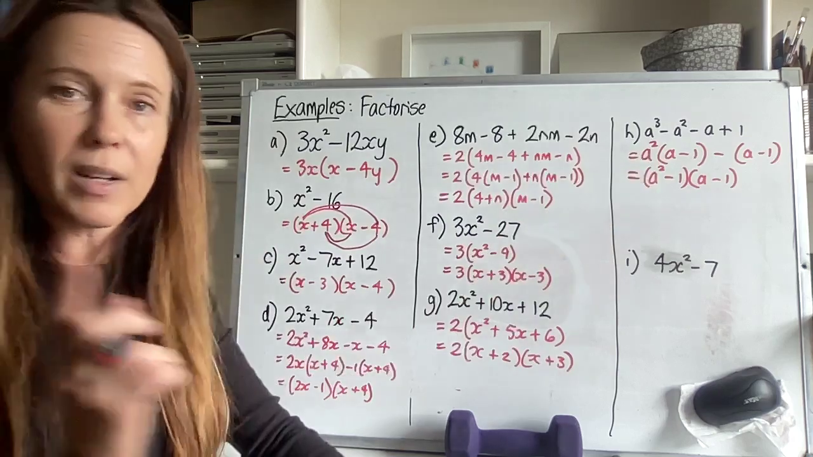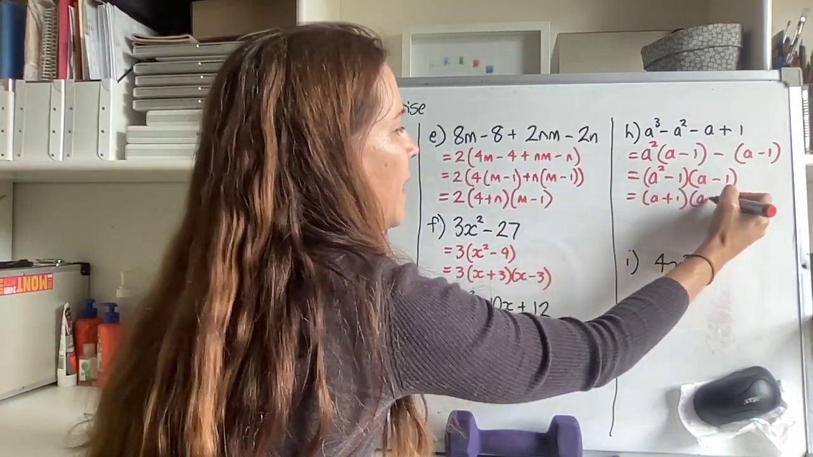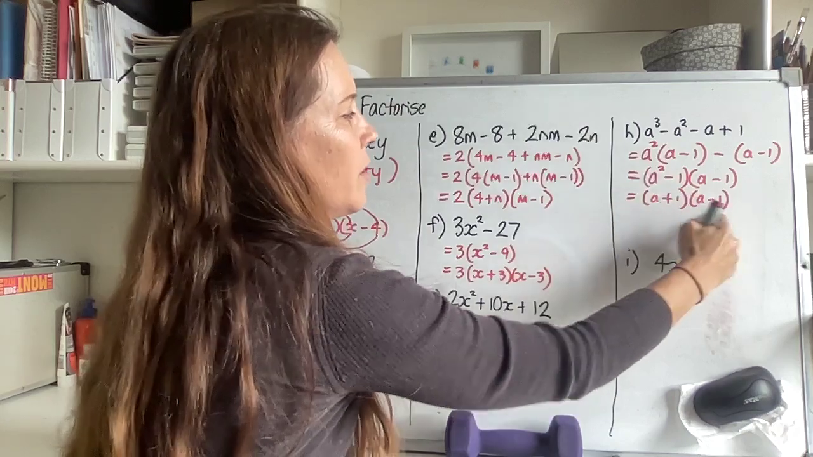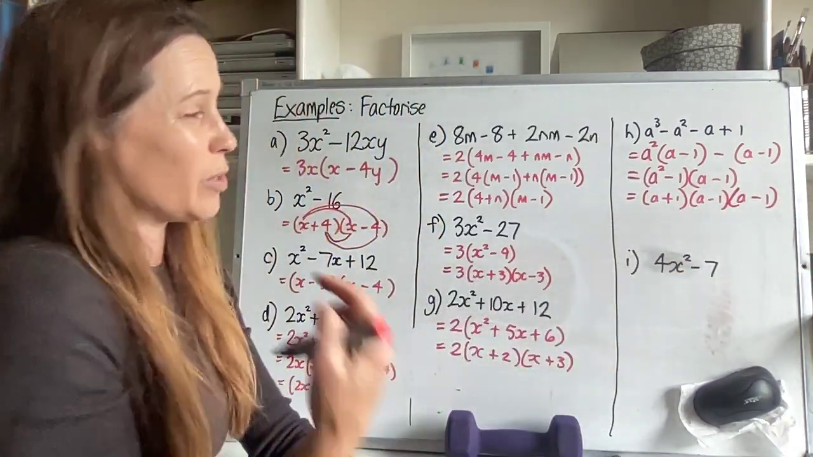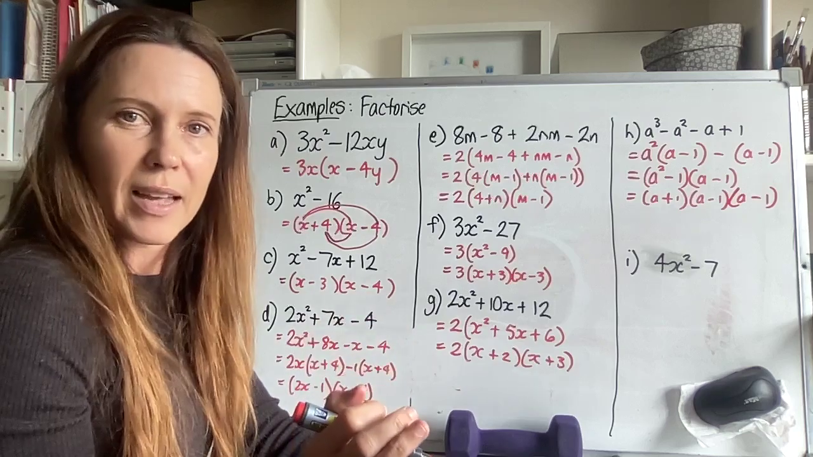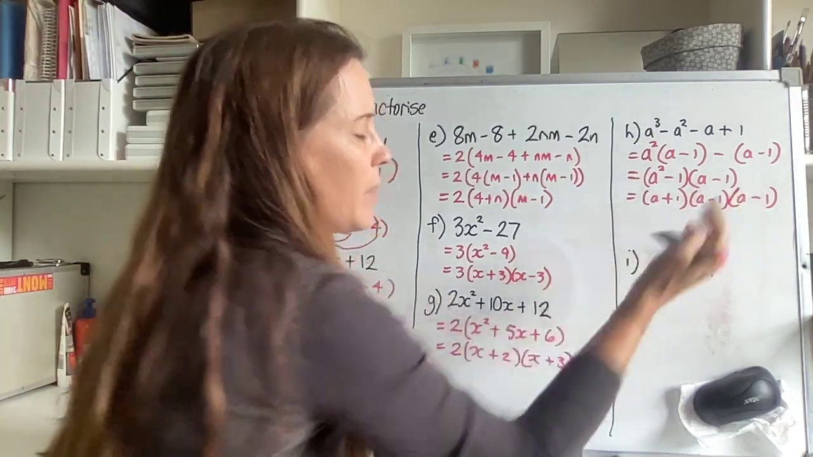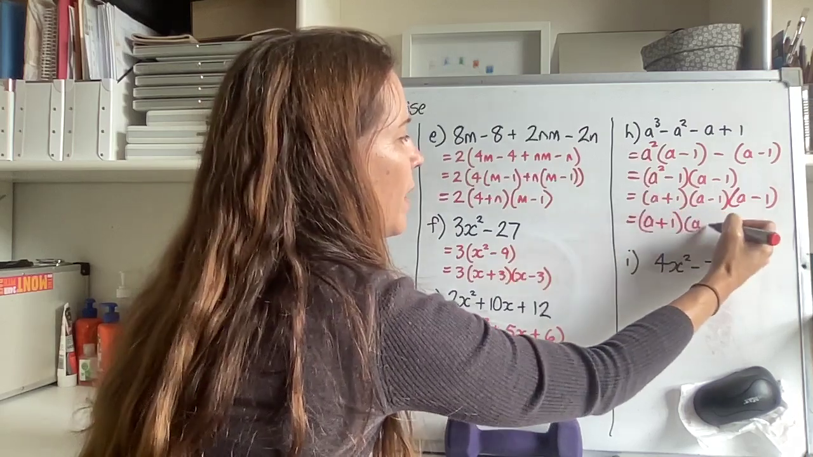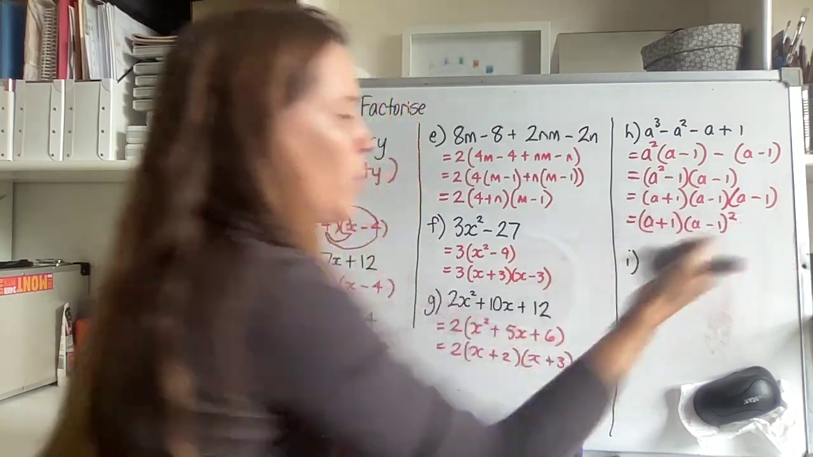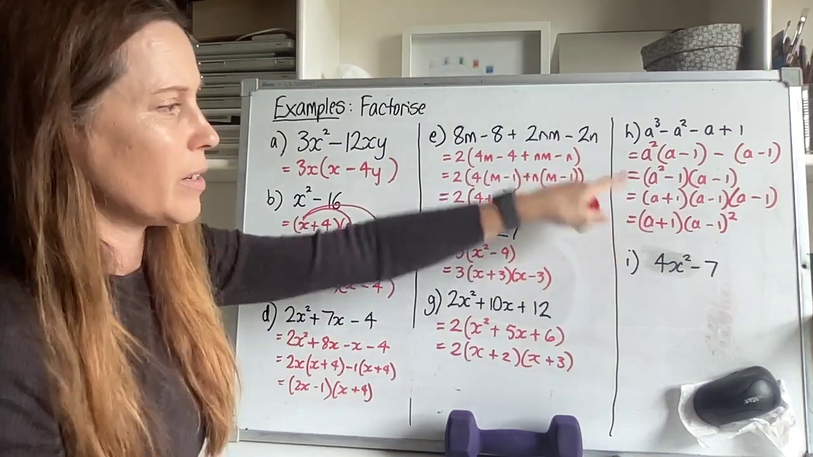A squared minus 1 actually is a plus 1 times a minus 1. That's that section here. And now I'm multiplying that by another a minus 1. So I could stop there, but is it as good as it can get? No, because now I can see that this factor and this factor are the same. So it would be a lot tidier to write this as a plus 1 multiplied by a minus 1 all squared. And this might look sort of similar to that, but it's actually quite different.